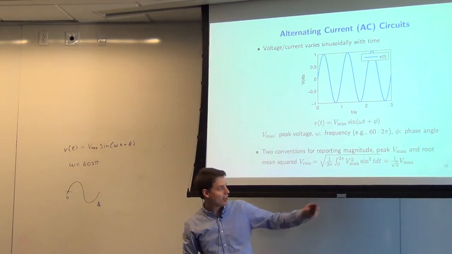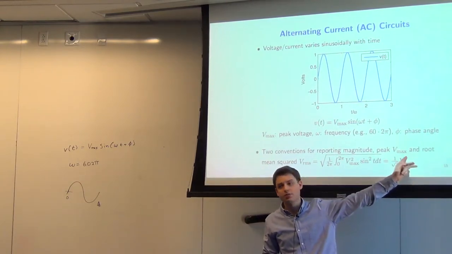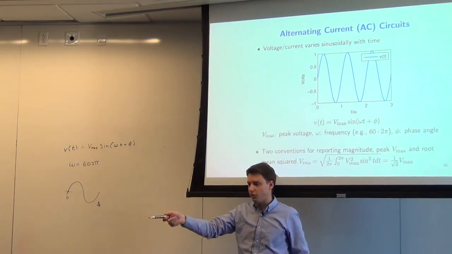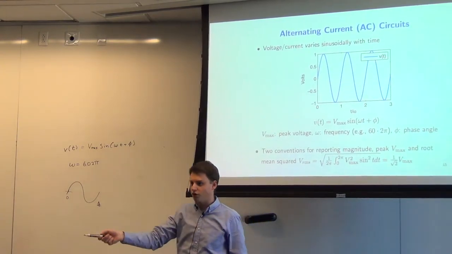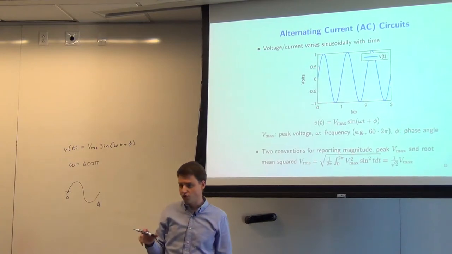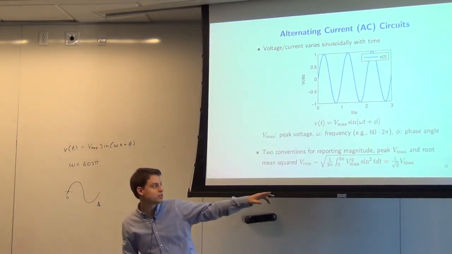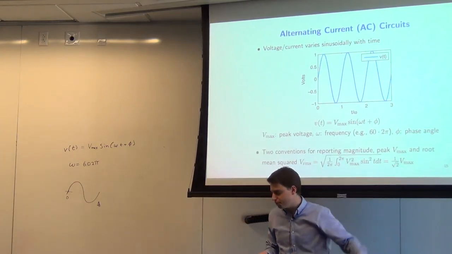For a sine wave, that ends up being 1 over the square root of 2 times the voltage max. But this is what is actually being reported when we talk about 120. Voltage in the US goes to about 177 as its max voltage, and it's 120, which is this factor here, that we report.